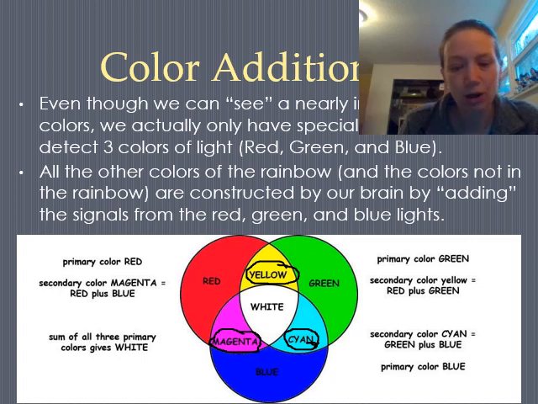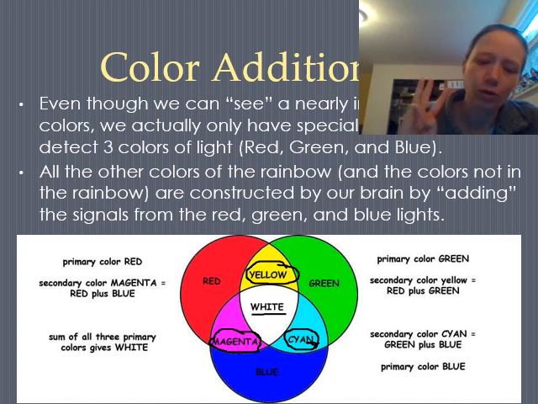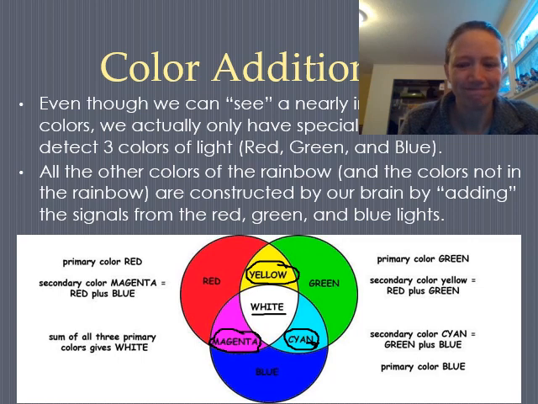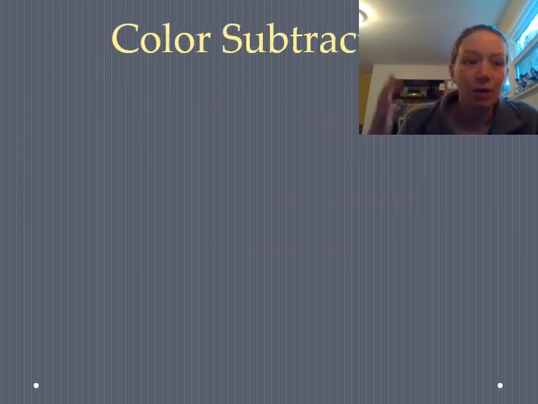And what happens if we see all three at the same time? All three of those cells are going crazy. Well, then our brain invents the color white. So white isn't in the rainbow. It's not actually a color of light at all. White is what our brain sees when all three detectors are equally stimulated by light. So that was color addition.